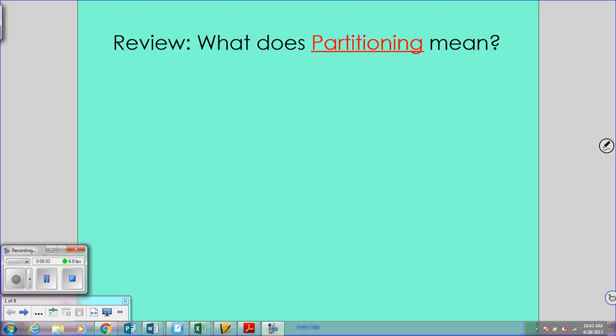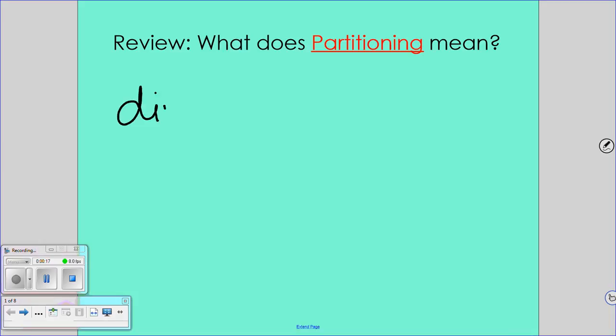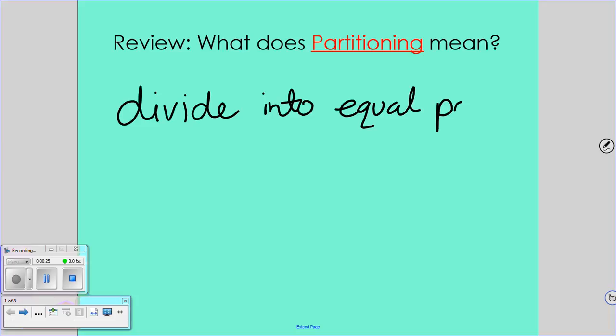Before you start even thinking about fractions, you need to know what partitioning means. It's a vocabulary word you're going to see a lot. What does partitioning mean? Kaden, what does partitioning mean? Divide into equal parts. You can say pieces, that works too. Divide into equal parts or pieces.